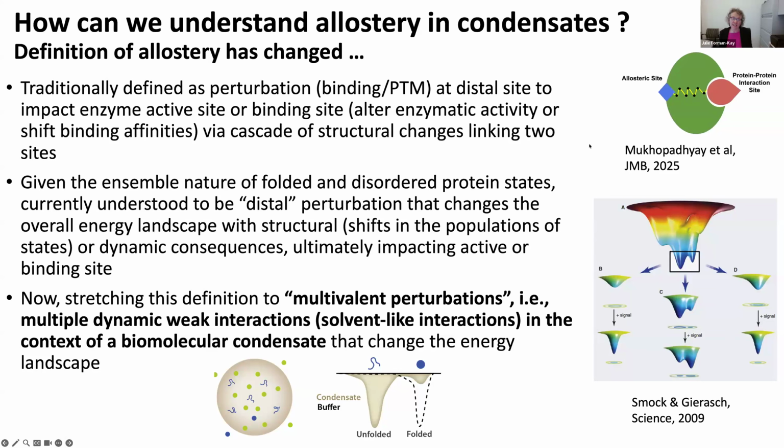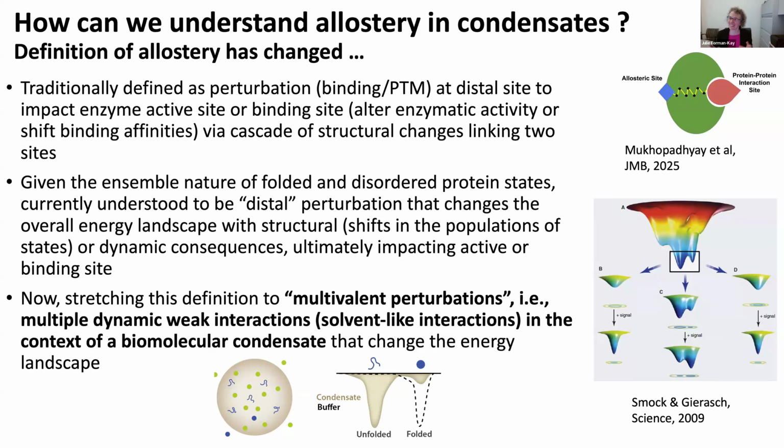But now, what is currently understood is the ensemble nature of both folded and disordered protein states. So allostery can be thought of as a distal perturbation that changes the energy landscape with structural shifts, so shifts in the populations of states, or dynamic shifts where you're, let's say, narrowing this well, that ultimately impact the active sites or binding sites.